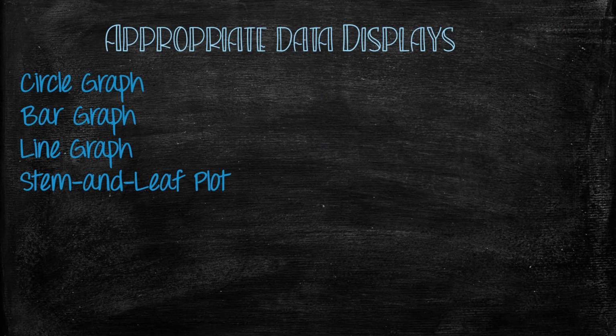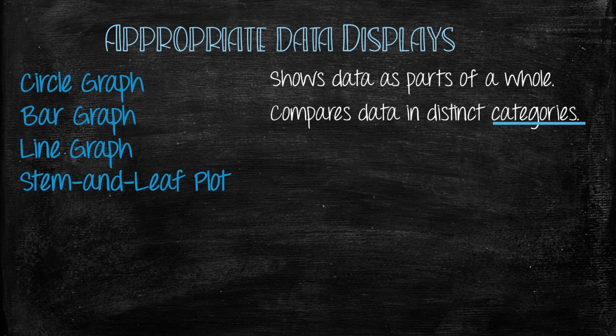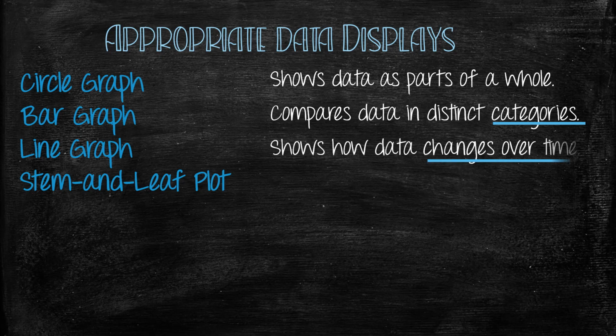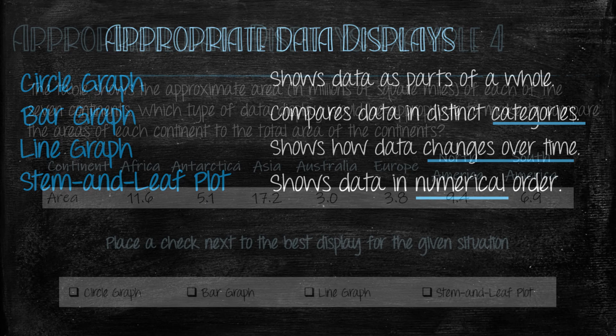Appropriate data displays. We've already talked about some of these. Circle graph is when you show data as parts of a whole. Bar graph compares data in distinct categories, so it's usually categorical data. Line graph shows how data changes over time. Stem and leaf plot, which we already covered, shows data in numerical order.